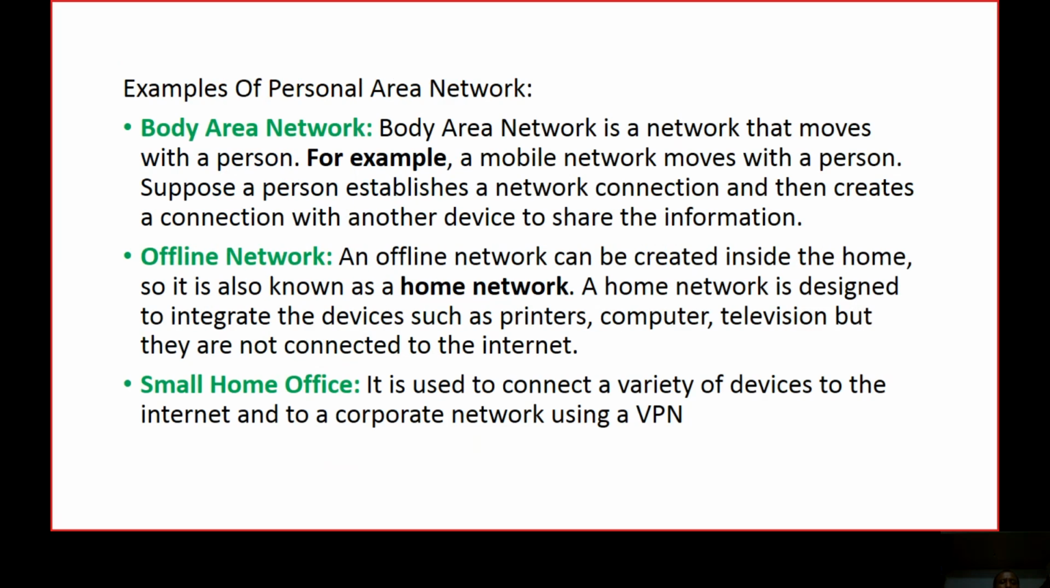Examples of personal area network: we have body area network, we have offline network, and small home office. A body area network is a network that moves with a person. We go with it, like a mobile network moves with a person. Our offline network can be created inside the home, so it is also known as home network. A home network is designed to integrate devices such as printers, computers, and television, but they are not connected to the internet. We connect them offline, no internet.